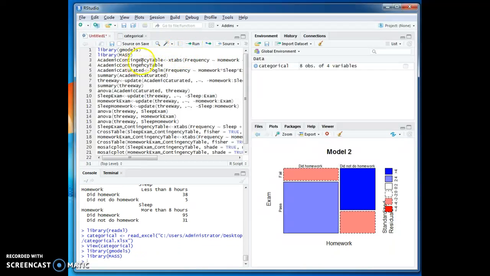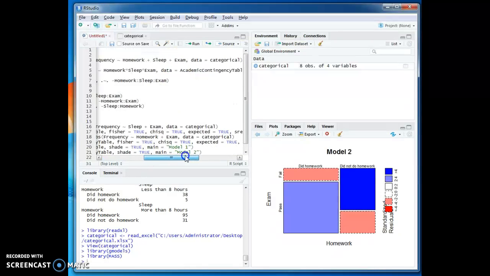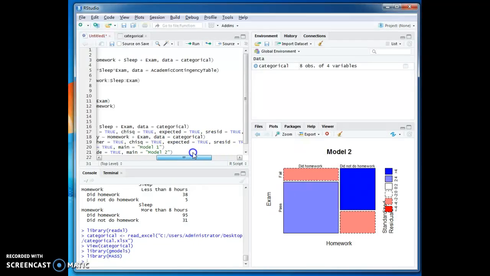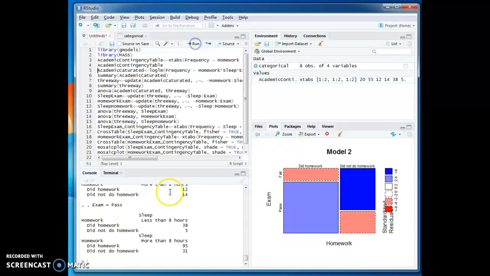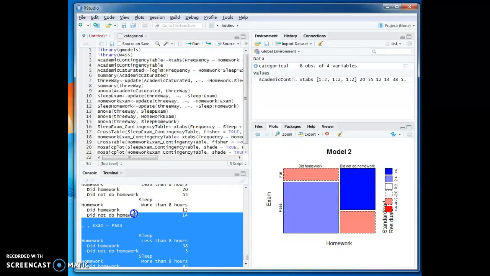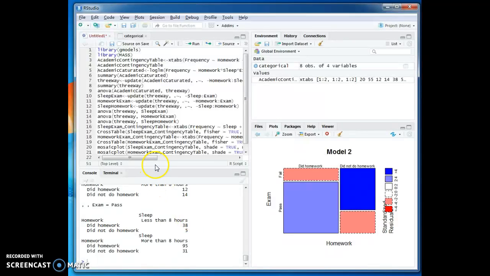First, we want to create the contingency table that includes homework, sleep, and exam. Those variables are all included in this table, and this is the result of the table, which shows all the frequencies. We are going to use this table to do the log-linear analysis.